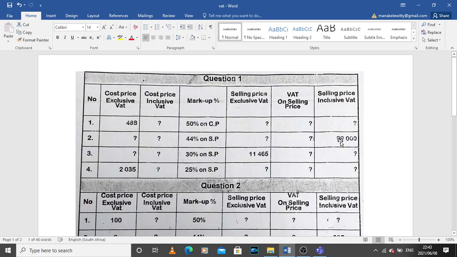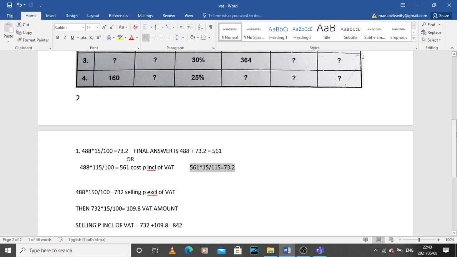You must know selling price must be more than the cost price by this percentage. So you can take 100% and subtract 44%. You remain with 56%. So this amount multiplied by 56% of 100 will give you your cost price here. And then you do the same, referring to this kind of formula, because now you're working back. You can use the amount that will be in here to determine this amount in here.